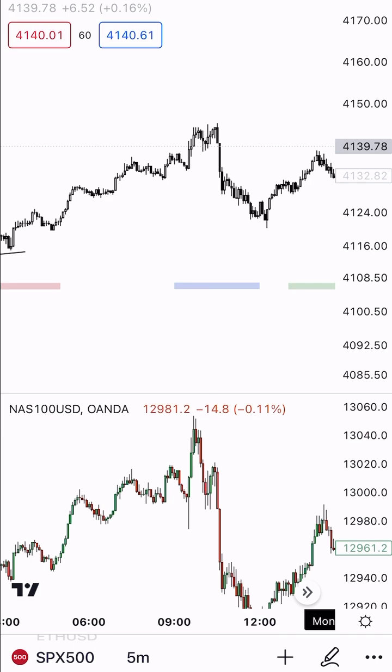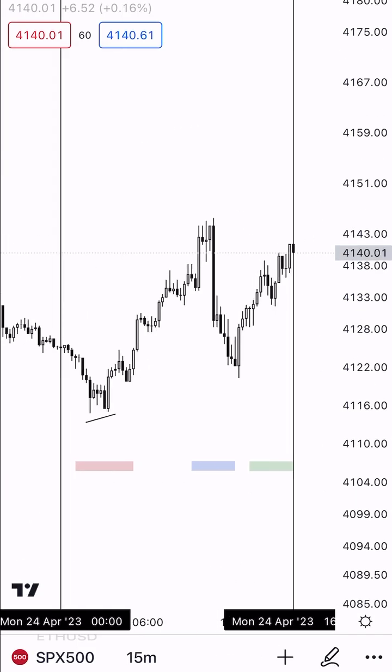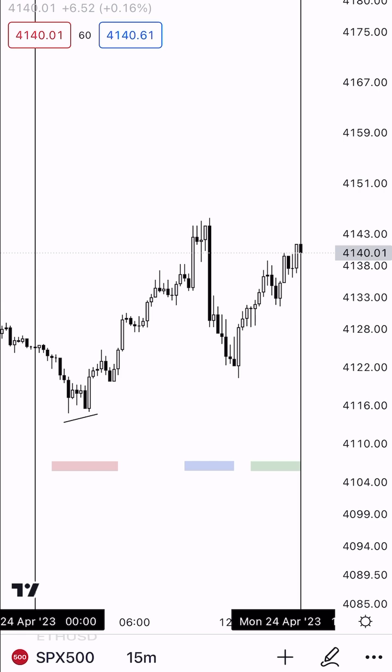So usually the high of the day, the high of the week, the low of the day, the low of the week, all the major swing points usually occur with an SMT, right? Which is a good confluence factor.